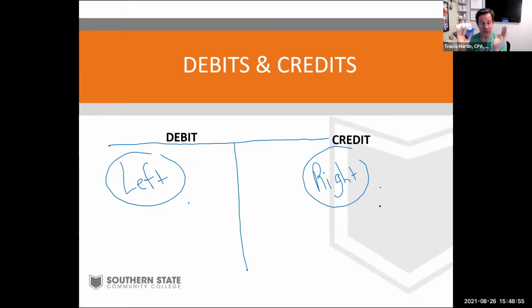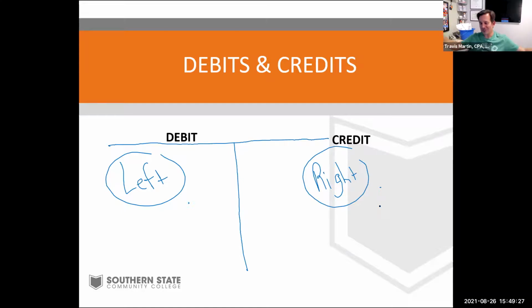And where people get into trouble in accounting is they want to associate debit with something other than left. I'll give you an example. Oh, debit always means it goes up. No. Credit always means it goes down. No. Credit means right. Debit means left. That's all it means. Period. That's the side of the account. Left, right. So don't associate a movement. Don't associate anything about in and out. Debit is left. Credit is right.